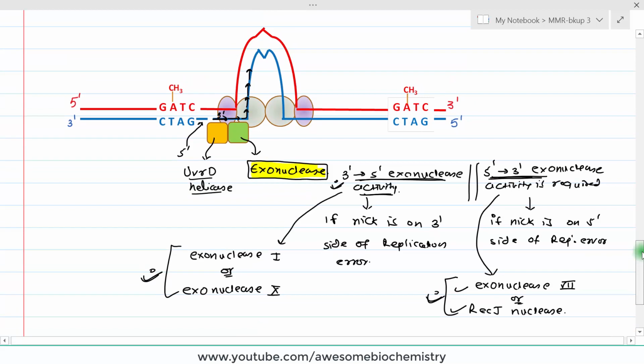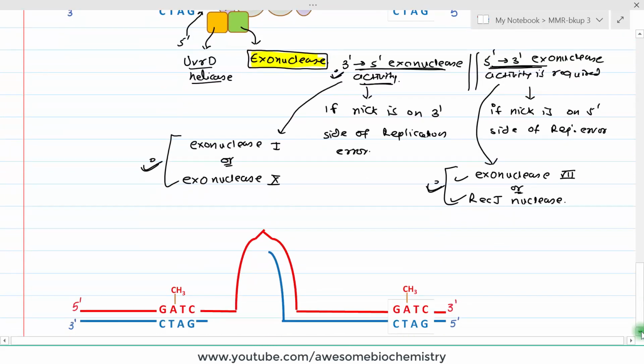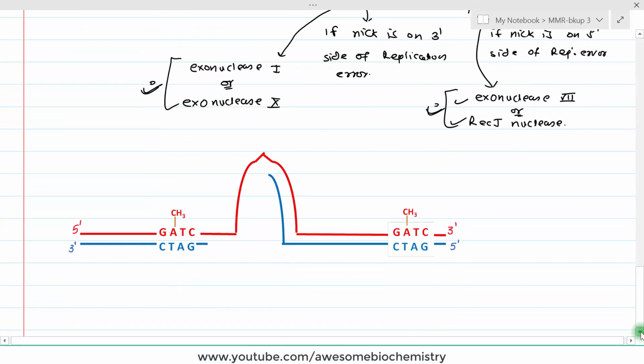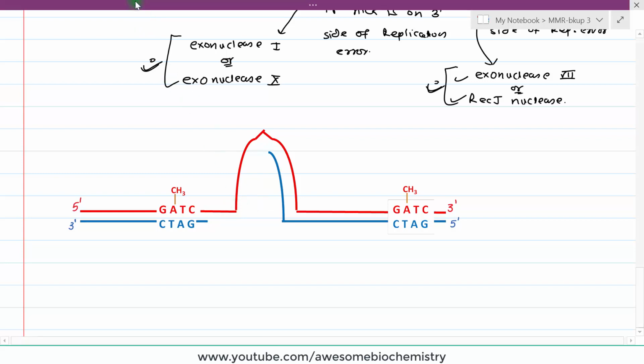Okay. So now what will happen? Which part of the DNA will be removed? Irrespective of whatever enzyme, from the nick to the DNA damage, that part of the DNA is removed. So here I had shown that much part of the DNA is removed. Okay. Now this gap needs to be filled. So how is this gap filled up?